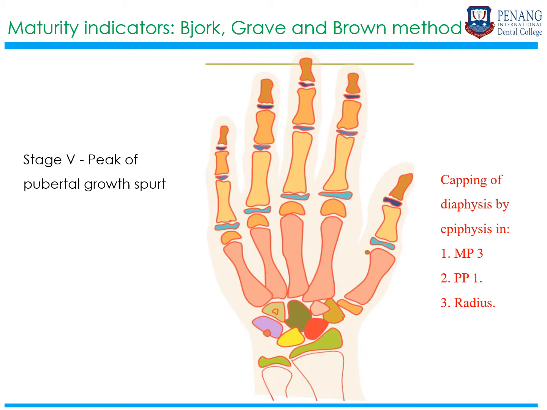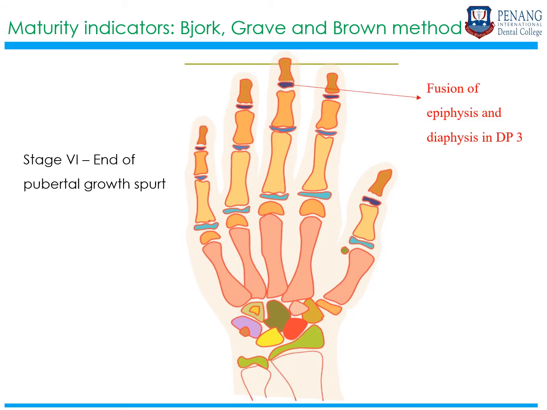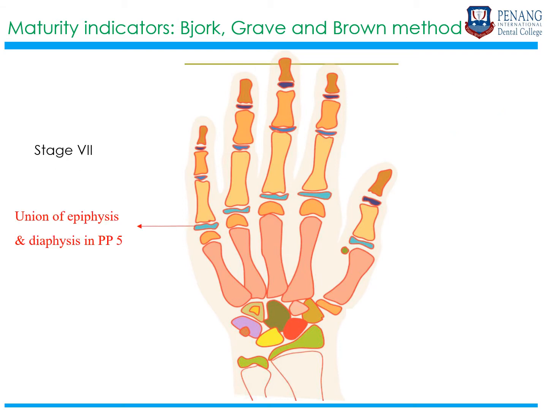Stage 5 is the peak of the pubertal growth spurt. Here you will see the capping of the diaphysis by the epiphysis in the middle phalanx of the third finger, the proximal phalanx of the first finger, and also of the radius. Stage 6 is when the person reaches the end of the pubertal growth spurt, and you will see the fusion of epiphysis and diaphysis in the distal phalanx of the third finger. Stage 7 is the union of epiphysis and diaphysis in the proximal phalanx of the fifth finger.